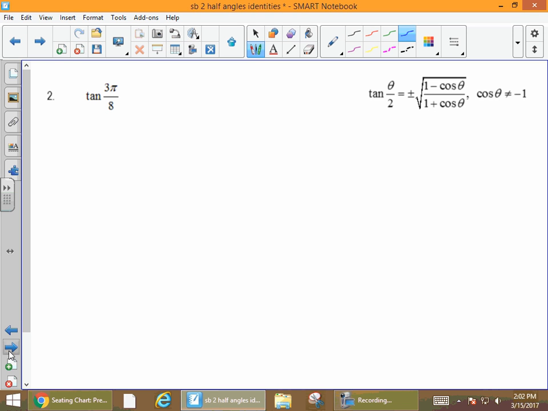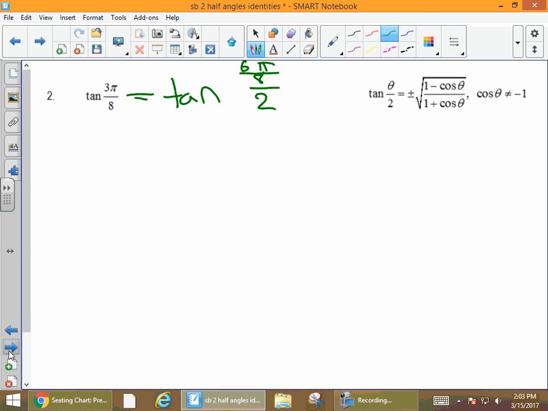Very good. So tangent of 3 pi over 8. Once again, 3 pi over 8, this isn't on our unit circle. We don't know those values. So we're going to turn it into something that we do know in order to solve for it. So using our half-angle identity, we can rewrite the tangent of 3 pi over 8 as the tangent of, we would multiply the top by 2 and put it over 2. So what's 3 pi over 8 times 2? It's going to be 6 pi over 8.